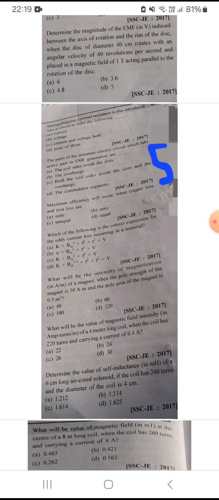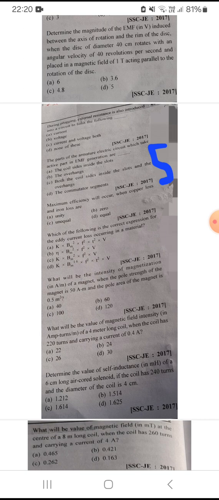What will be the value of magnetic field intensity in ampere turns per meter of a 4 meter long coil when the coil has 220 turns and carrying a current of 0.4 ampere? We know that H equals Ni by L, so 220 into 0.4 by 4, so 22 ampere turn per meter is the right answer.